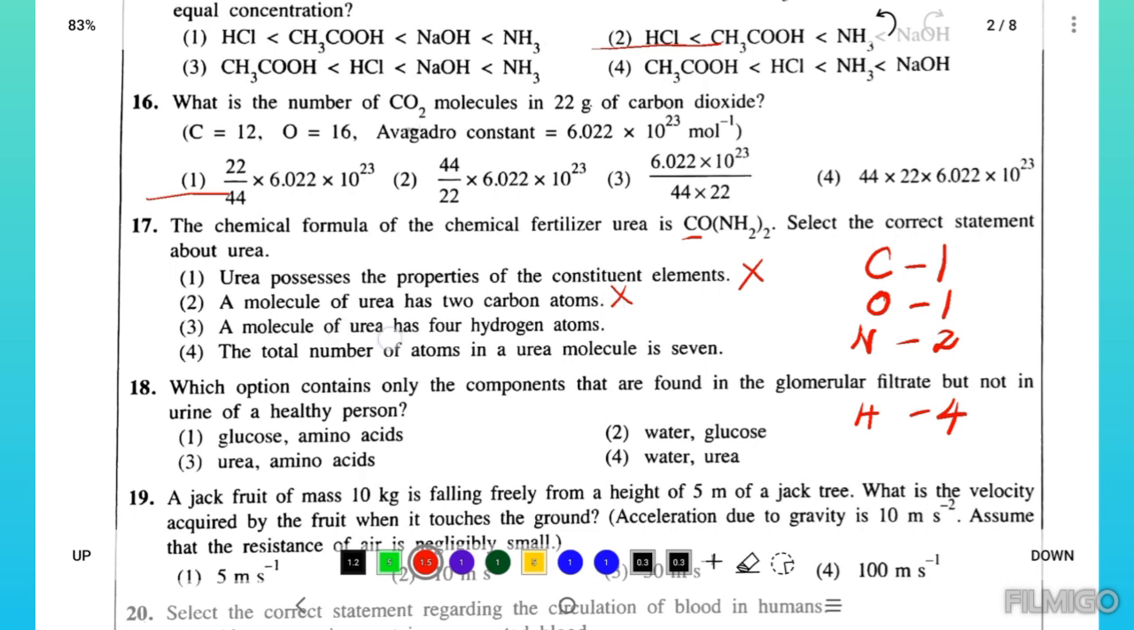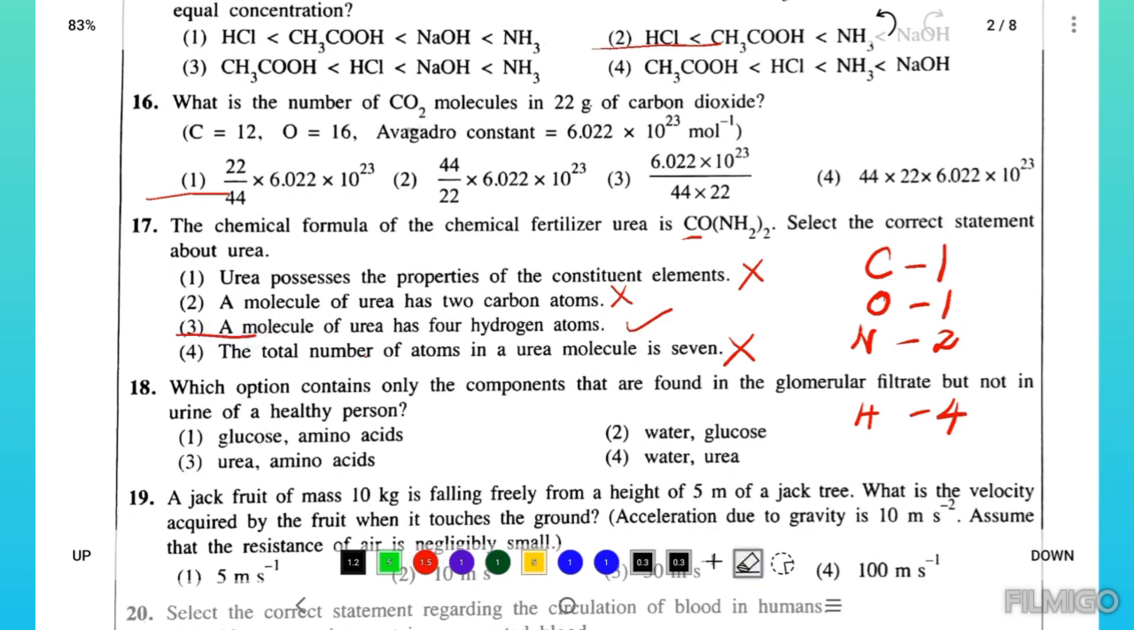A molecule of urea has 4 hydrogen atoms. Yes, that is correct. Next one, the total number of atoms in a urea molecule is 7. Let's see. 1 plus 1, 2. 2 plus 2, 4. 4 plus 4, 8. Not 7, there are 8 atoms. So the answer should be the third answer.